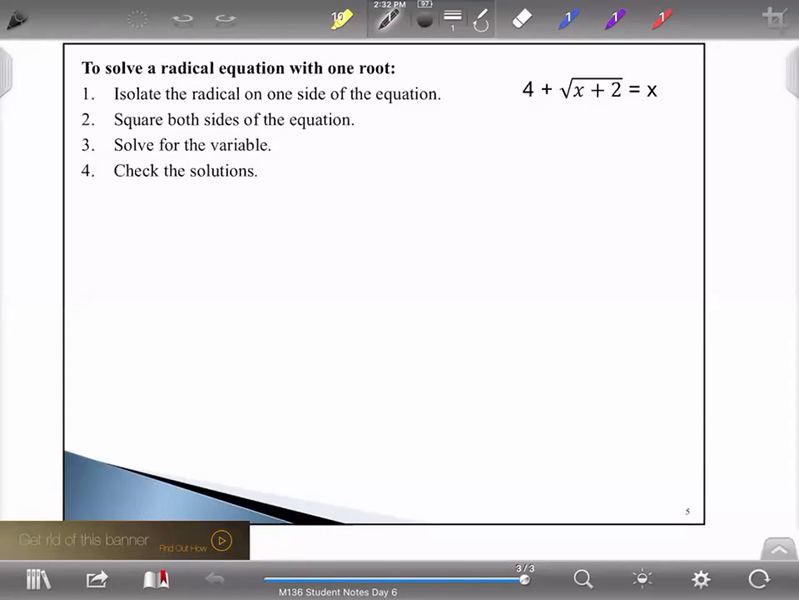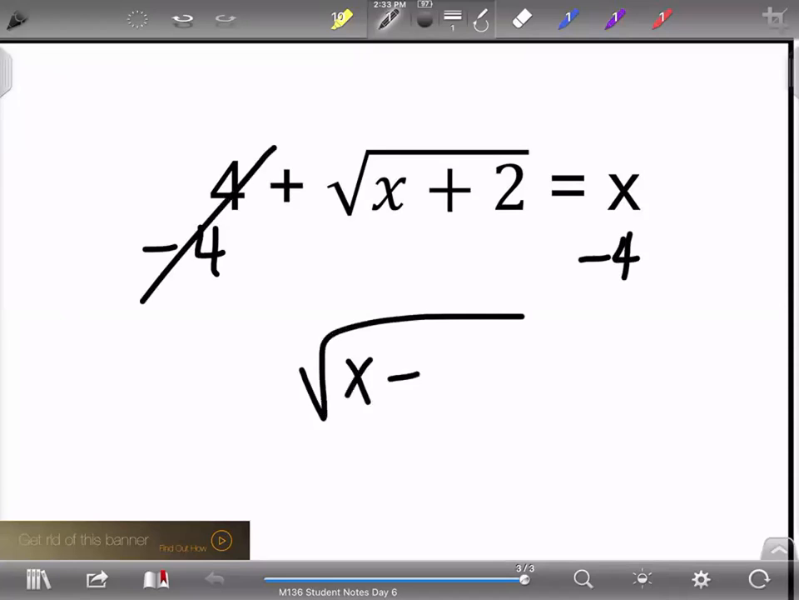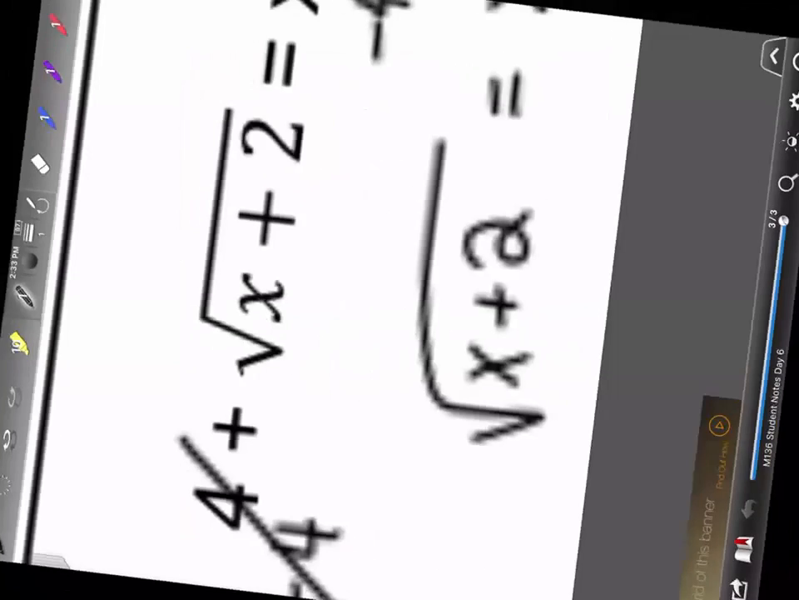All right, so first step, we should isolate the radical. So in order to isolate our radical, we need to subtract 4 from both sides. So that's going to give us the square root of x plus 2 on the left-hand side and x minus 4 on the right-hand side.